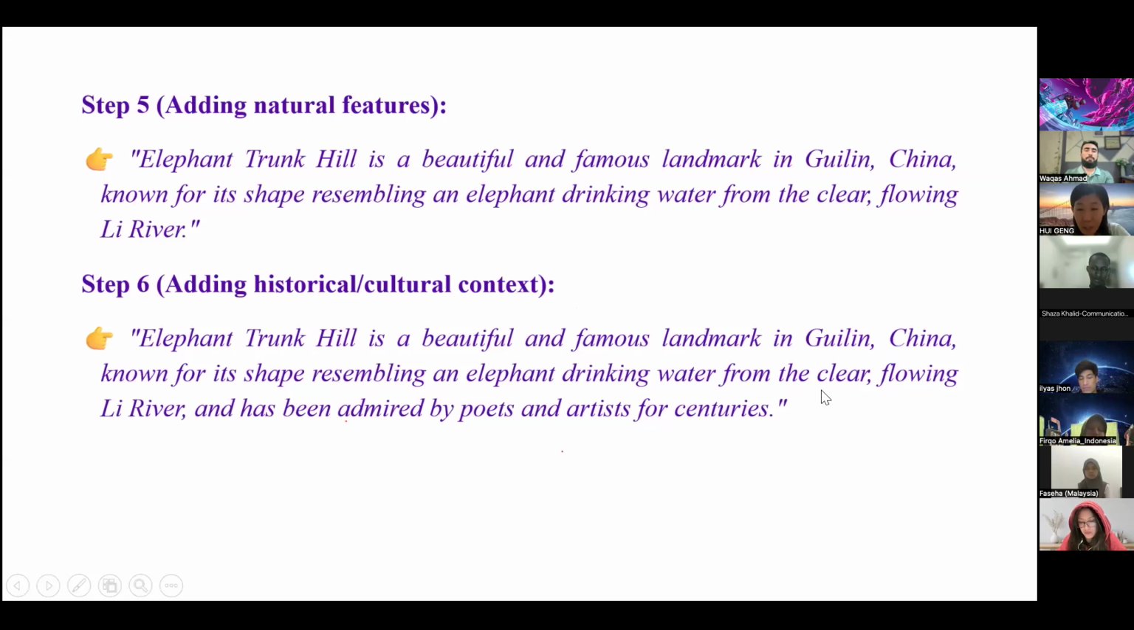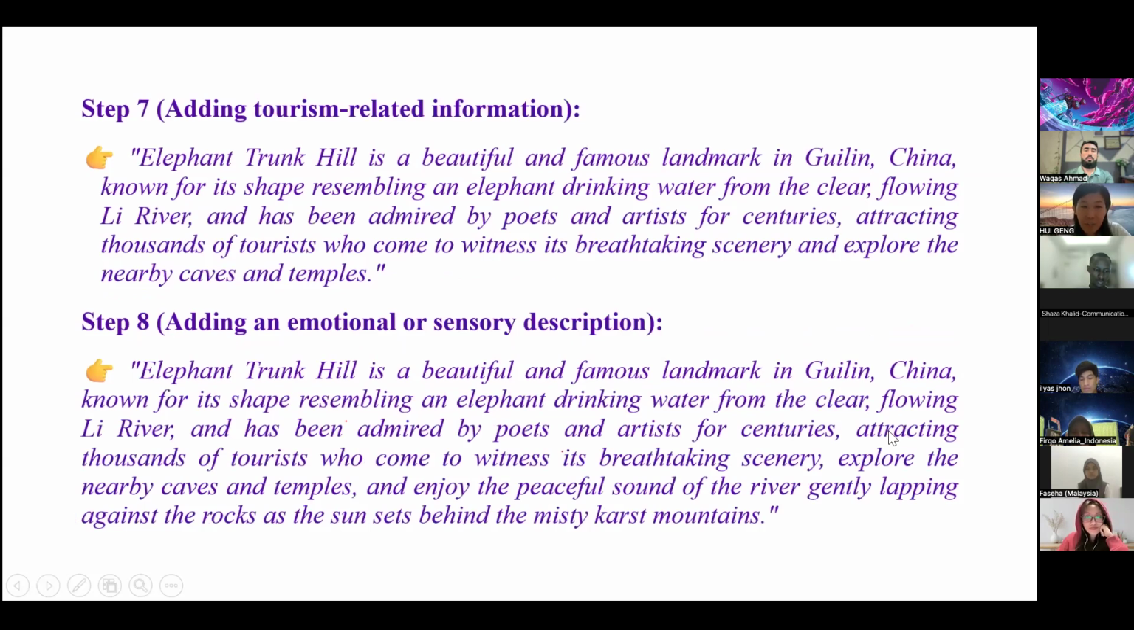For example, drinking water from the clear flowing Li River and has been admired by poets and artists for centuries. Here you can actually quote some poems or quote some idioms to describe it. And after that, we have two more steps. We can add tourism related information. For example, from the clear flowing Li River and has been admired by poets and artists for centuries, attracting thousands of tourists who come to witness its breathtaking scenery and explore the nearby caves and temples.